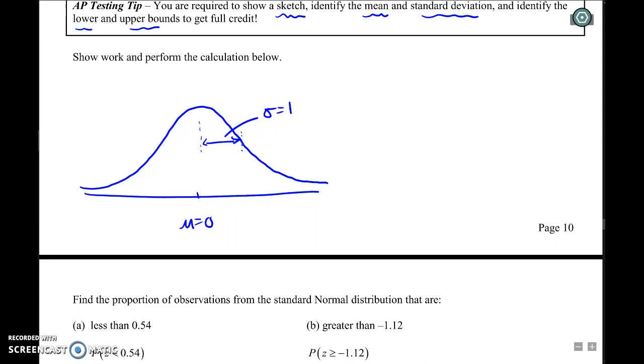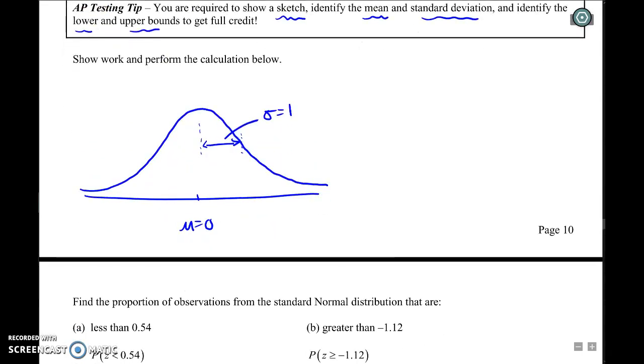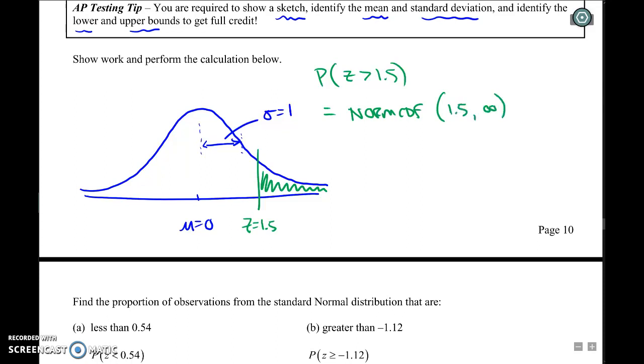And I don't have to label a whole bunch of tick marks. And then I got to label the cutoffs. So I want to go from 1.5, which is about here, and I want the area above it. So the probability that z is greater than 1.5 equals normal CDF. I'm going to put in the lower bound of 1.5 and the upper bound, which is infinity, because I want to go all the way up forever and ever.